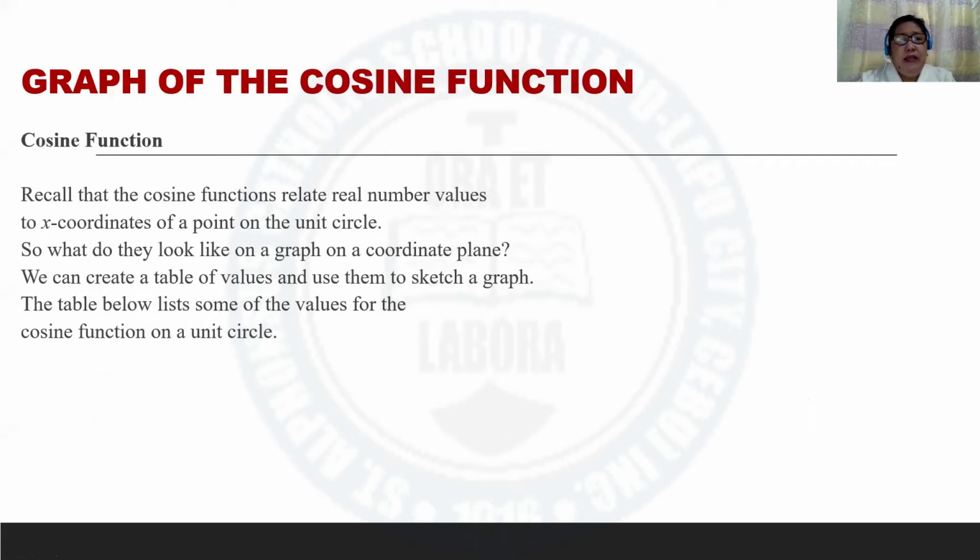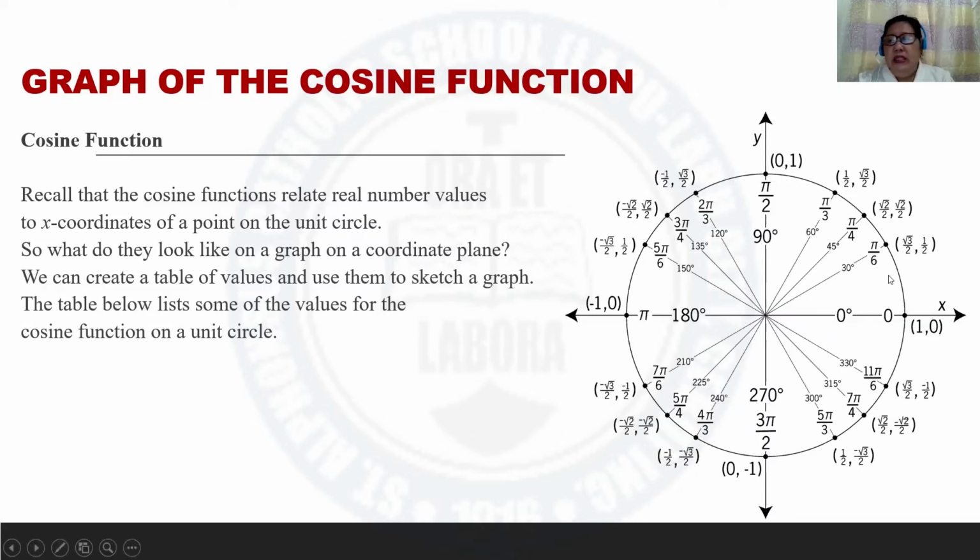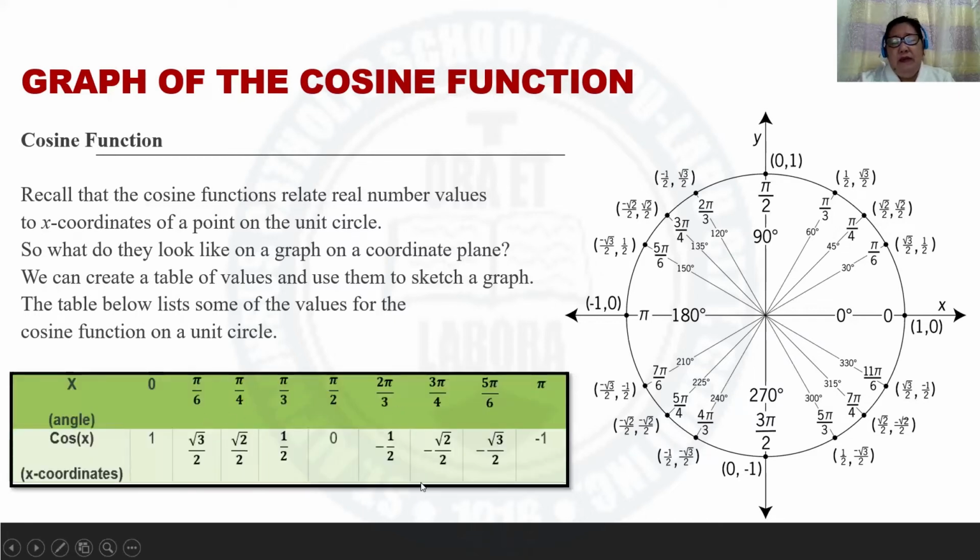Let us have now the graph of the cosine function. Recalling that the cosine functions relate real values to x coordinates of a point on the unit circle. So what do they look like on a graph on a coordinate plane? We can create a table of values and use them to sketch a graph. The table below lists some of the values for the cosine function on a unit circle. So again, this is the unit circle and we will be using the x coordinates. So this is now the table of values.